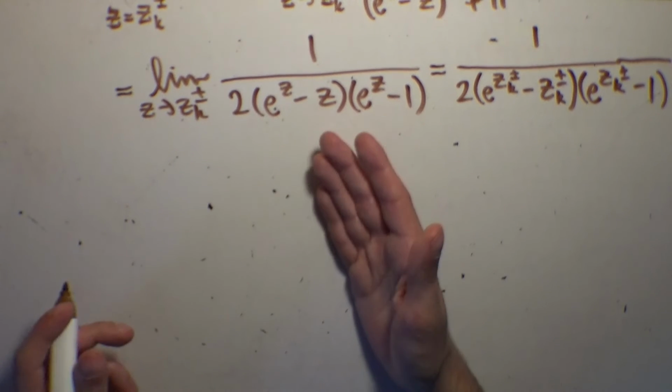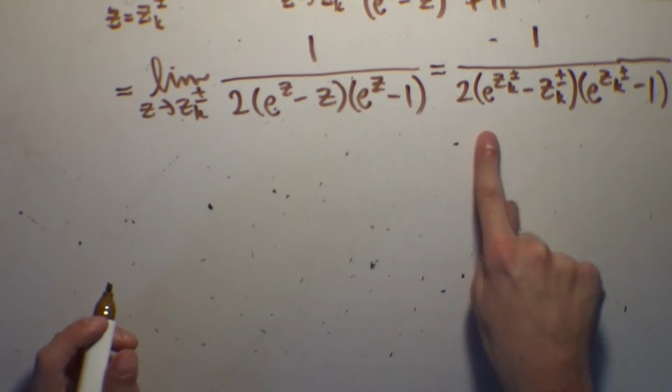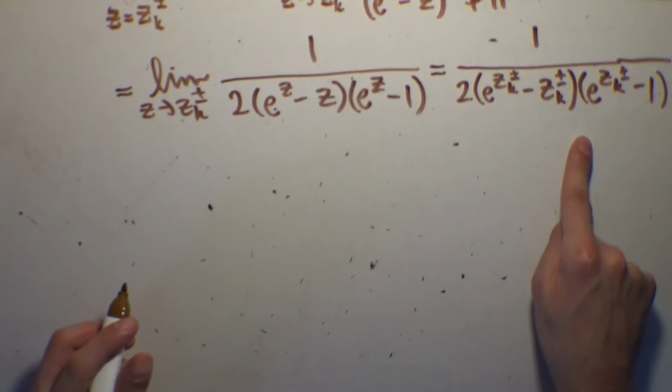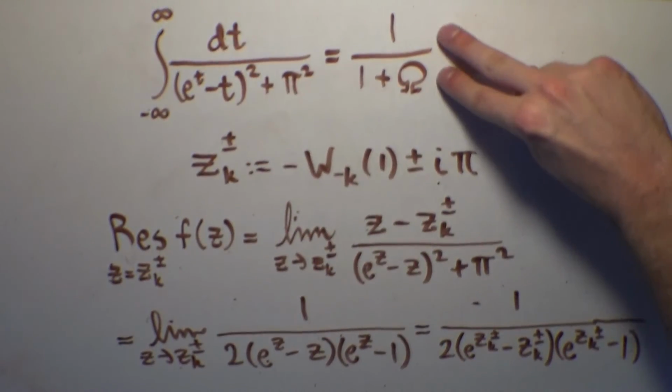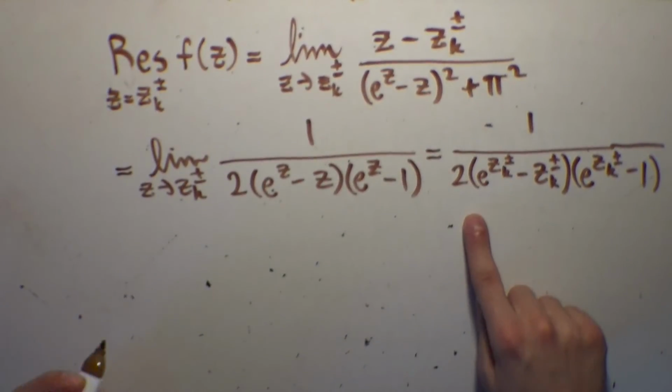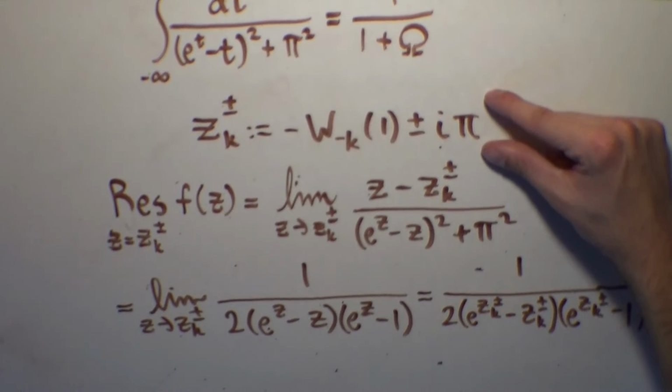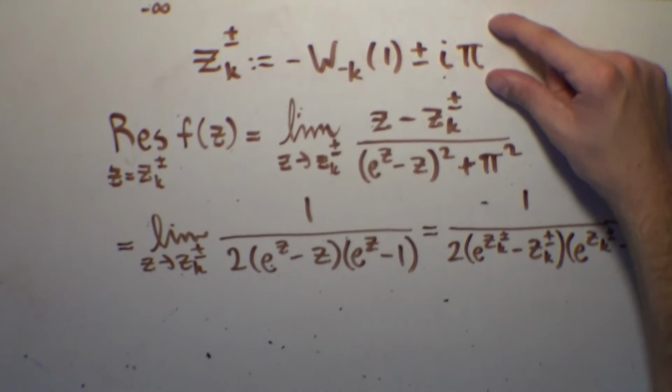Remember, when we add up all of the residues, we're going to be multiplying by 2 pi i, so you will see a factor of 2 pi i in the denominator here, which would be canceled to result in just this answer here. So we plug in this representation for z_k plus/minus. Yeah, so let's do that.